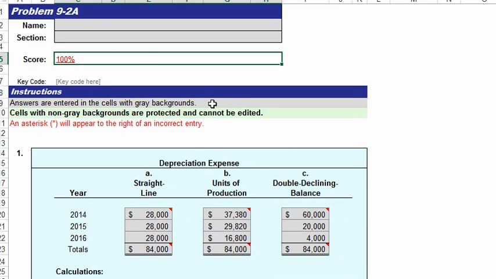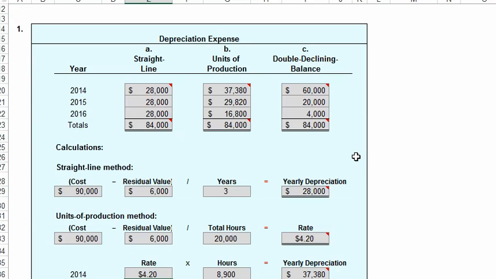Now, let's talk about the three methods. Straight line is the most common method used by businesses because it's the easiest to calculate. But it's probably best used for buildings or assets that are declining in value very little over time, or assets that are depreciated over a number of years. Buildings are typically depreciated over 40 years.